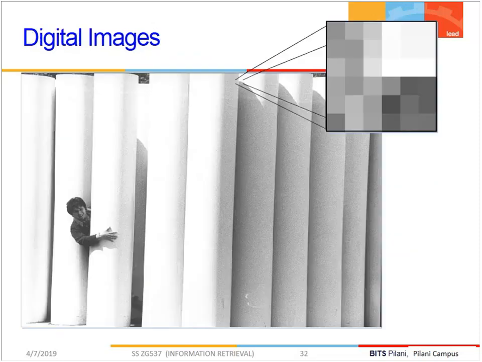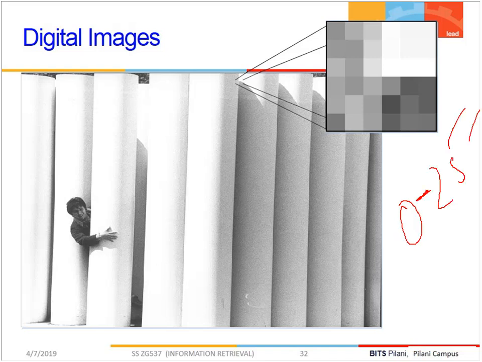How do we represent a digital image? Suppose you have been given this image. Now how do you represent an image in multimedia IR? It's always a digital image, so we represent an image in the form of pixels. Each image has certain pixels in it, and each pixel will have a gray level value. Since it's a grayscale image, all the values will range from 0 to 255.